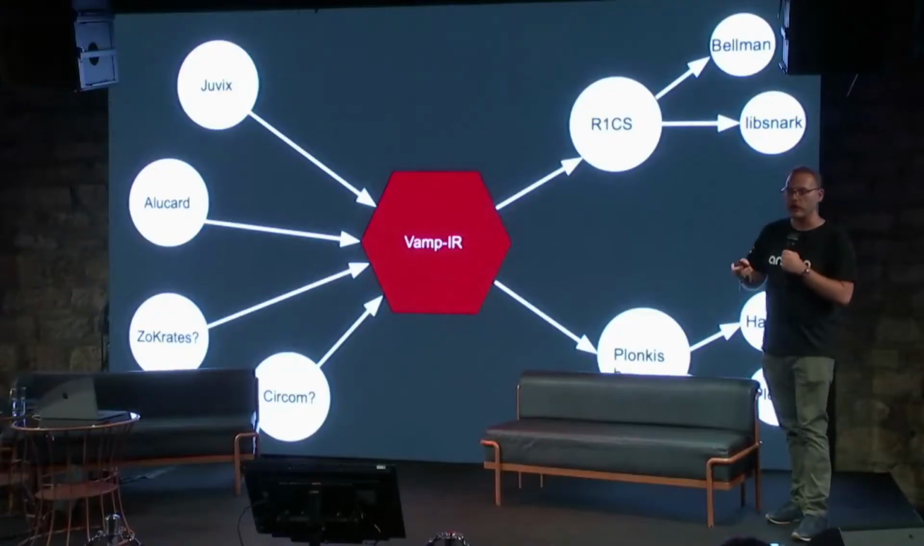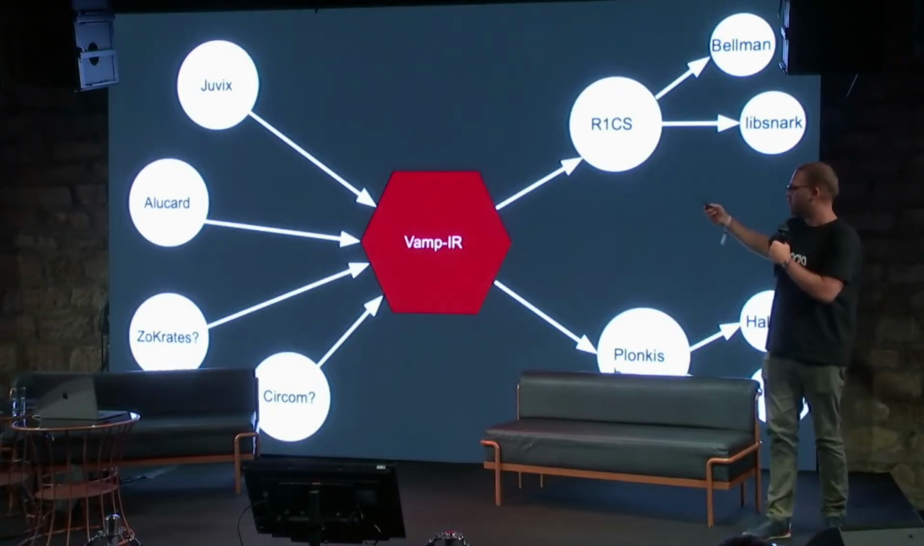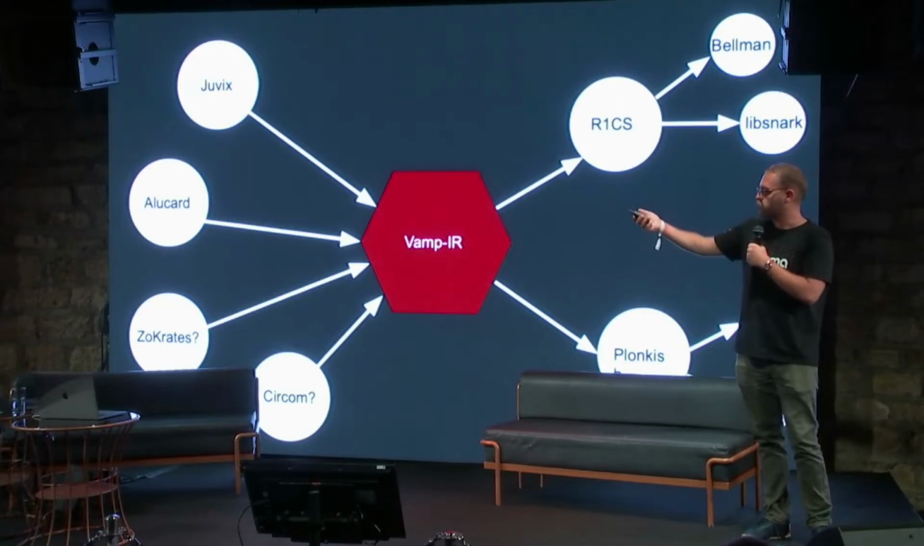Paul talked a little bit about JUVIX. We want JUVIX to compile to Vamp-IR. We also have another DSL compiling to Vamp-IR called Alucard. It's a Lisp-based DSL. I put question marks here because it's not confirmed yet or anything like that, but there's some interest from the ZoKrates folks about Vamp-IR as well.